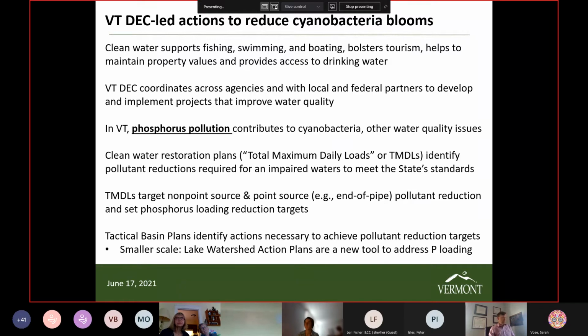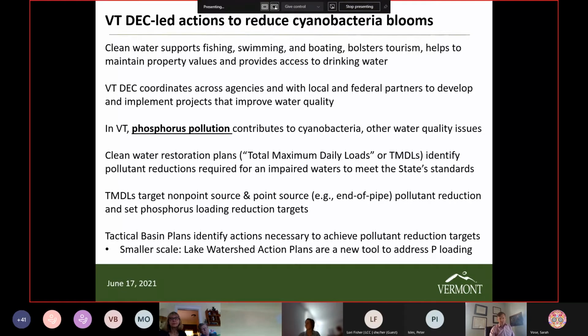So we've heard from other speakers that phosphorus pollution contributes to cyanobacteria. That's often a limiting nutrient for algae and plant growth in our waters, and phosphorus can lead to other water quality issues. And so one of our principal tools to reduce phosphorus pollution to our waters and thereby reduce cyanobacteria blooms is to develop clean water restoration plans.